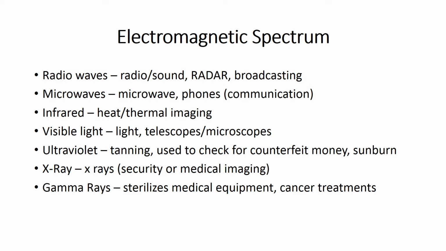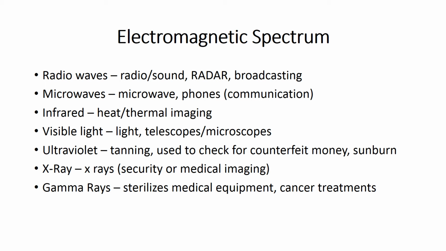Infrared is heat or thermal imaging. Think of those night vision goggles. Those use infrared technology. Visible light is light, rainbows. It also is found in things like telescopes and microscopes because they allow us to see images that are really far away, or they allow us to see up-close images of things that are too small to see with our regular sight. Ultraviolet is found in tanning rooms.